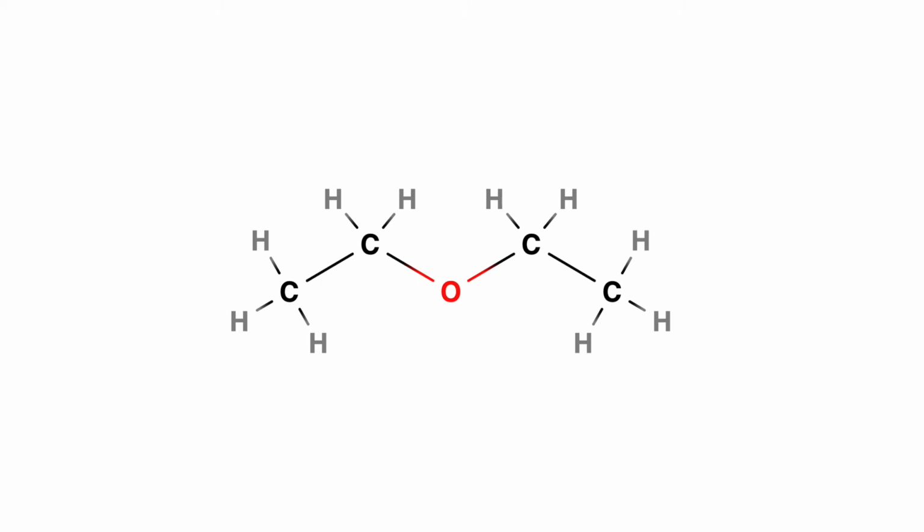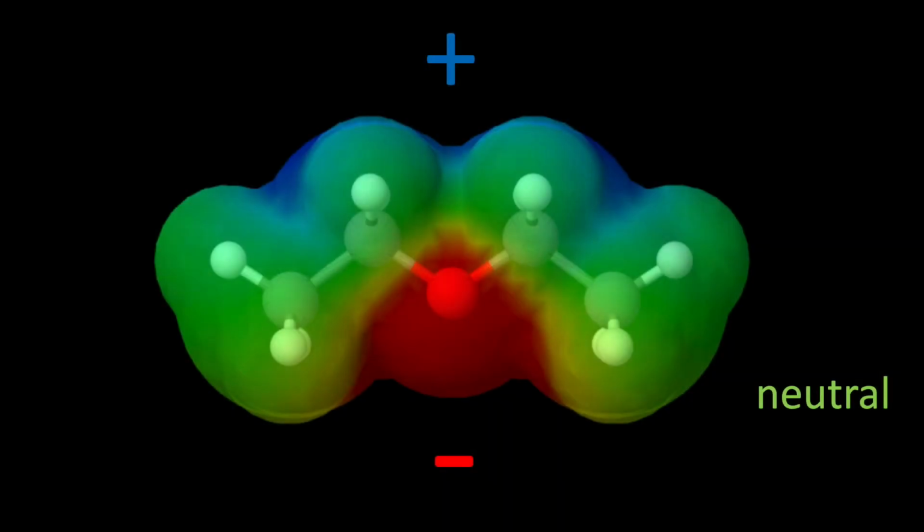But this is a 2-dimensional representation of a 3-dimensional molecule. You can see that each of the carbons in diethyl ether is tetrahedral, and the oxygen in the middle is bent. Notice also that this 3-dimensional representation is color-coded, and it's color-coded to represent the charges on this molecule.